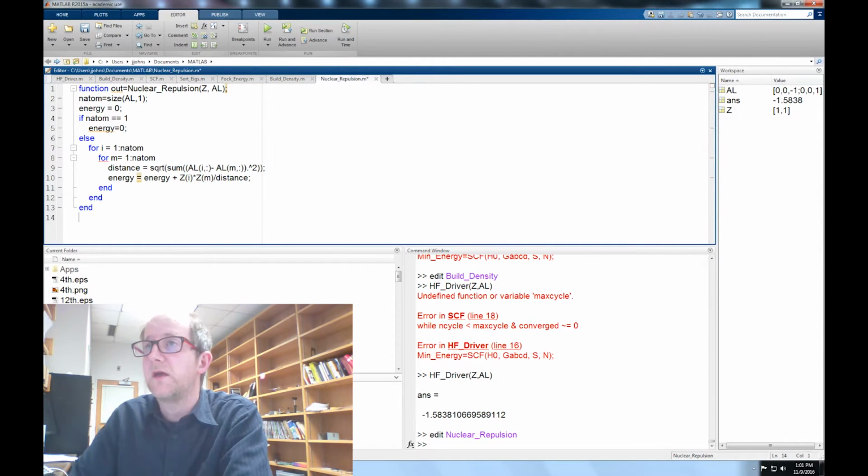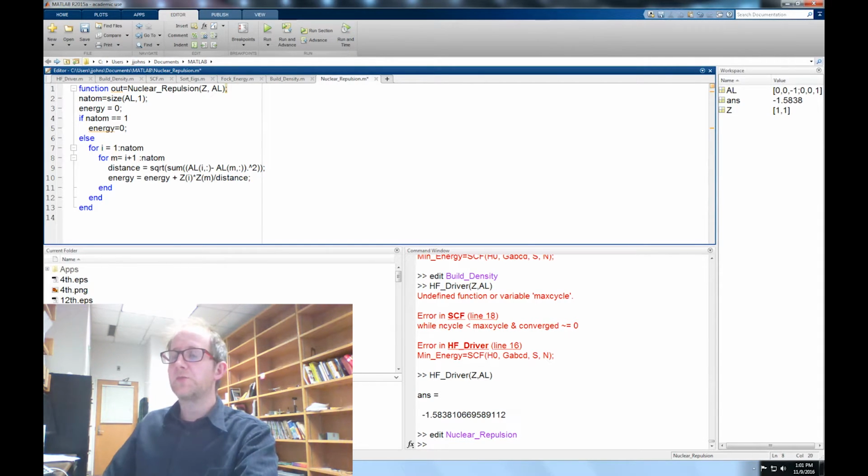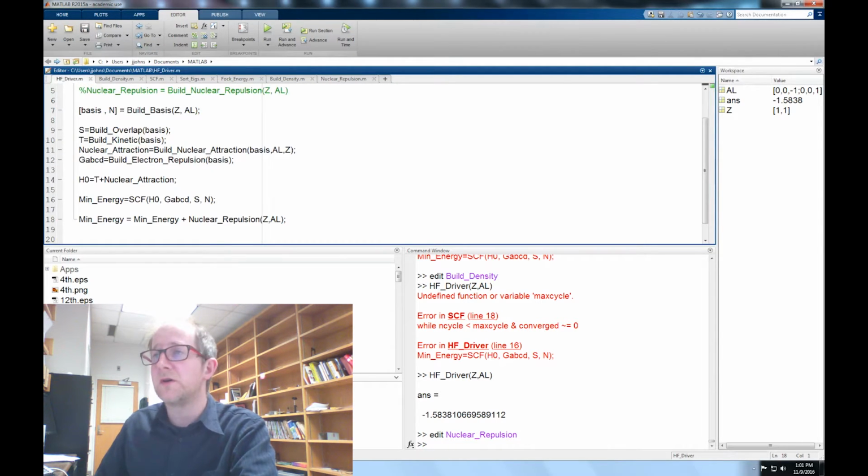And n. And we're missing one thing. This is not quite right. I plus 1. Okay, there we go. So now we're going to loop over, we're not going to double count atoms basically. So we're going to loop over all of the nuclei, and that should be good.